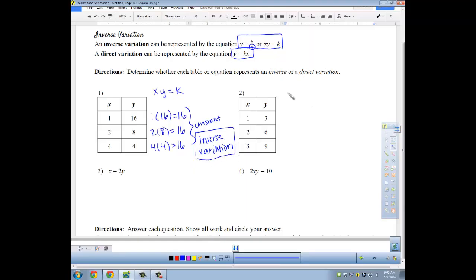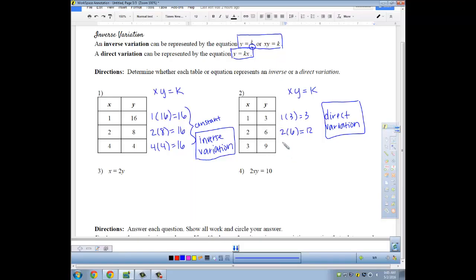So let's try it again with number 2. Again, we're trying the inverse variation. So 1 times 3 is 3. 2 times 6 is 12. Not the same, so that means it's going to be direct variation. And these numbers will actually work in the direct variation equation.